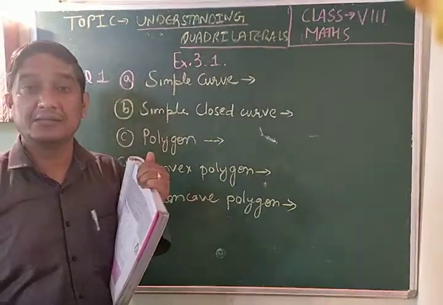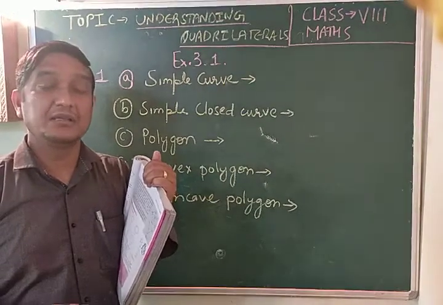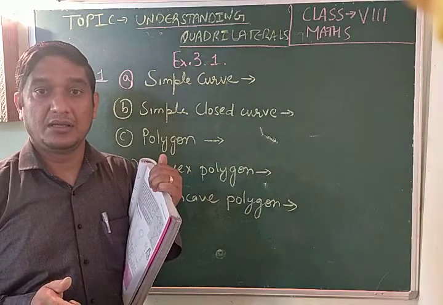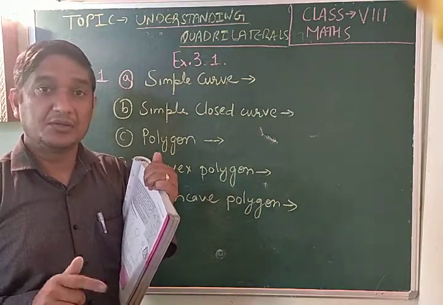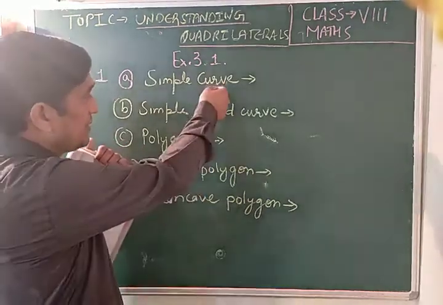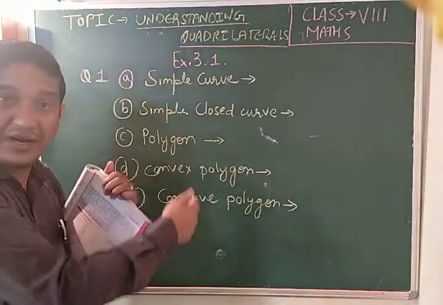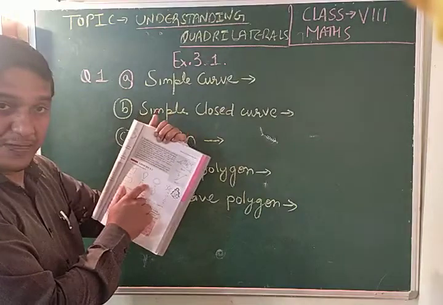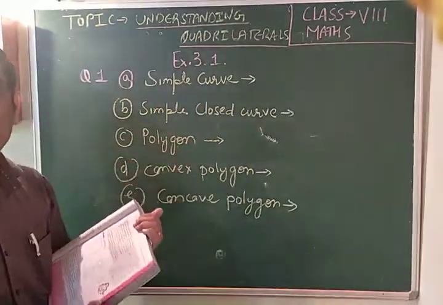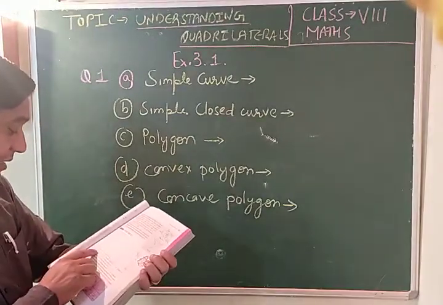So children, revise the concept that we have learned in the previous class, curves and their types. Now, if we are able to know what curves and their types are, then we will easily do this question. We can classify all these figures on the basis of the simple curve, simple closed curve and so on. So first is what? Simple curve.